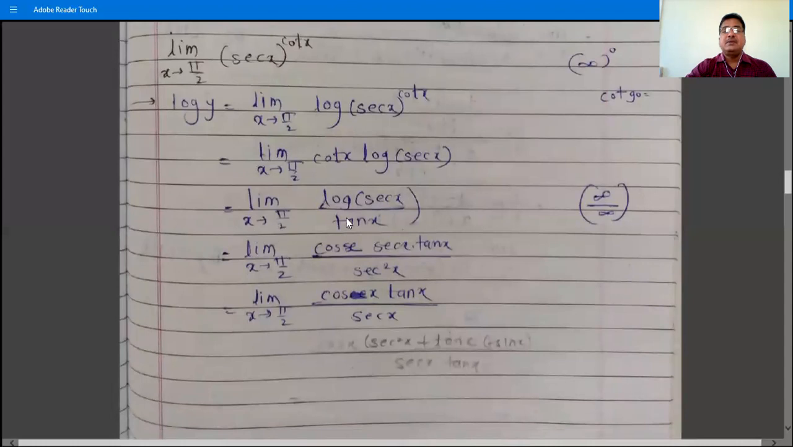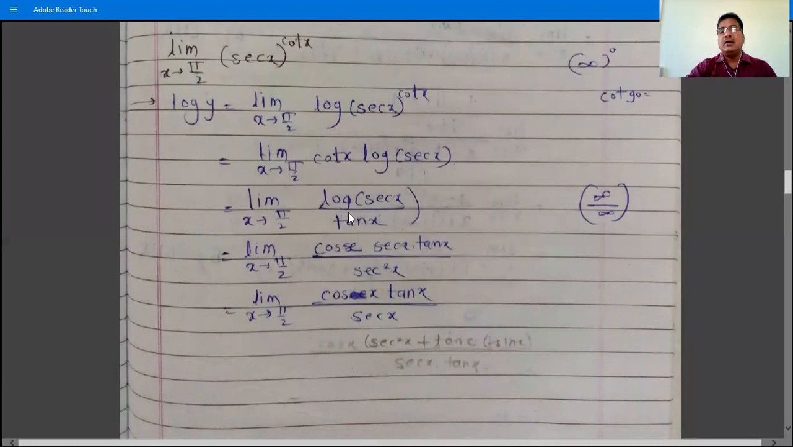Then limit x tends to pi by 2, log sec x. If we find the value of this, then cot pi by 2 is 0 and log sec pi by 2 is infinity. Sec pi by 2 is infinity and log infinity is infinity. So it is 0 into infinity form. And therefore we shift this cot x to the denominator. It becomes 1 by cot x, so we have log sec x divided by 1 by cot x. And 1 by cot x means tan x.